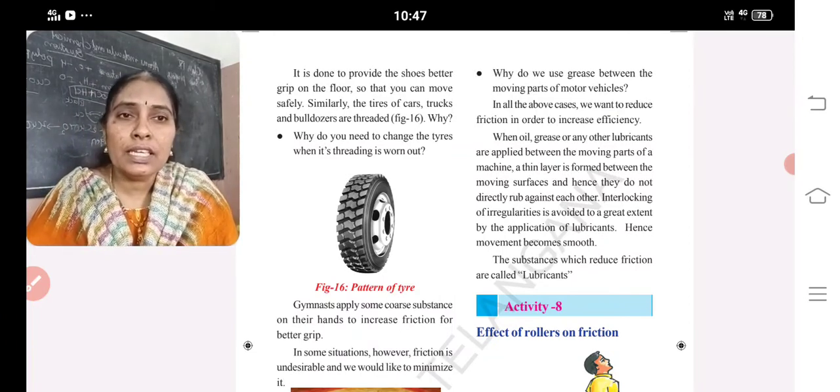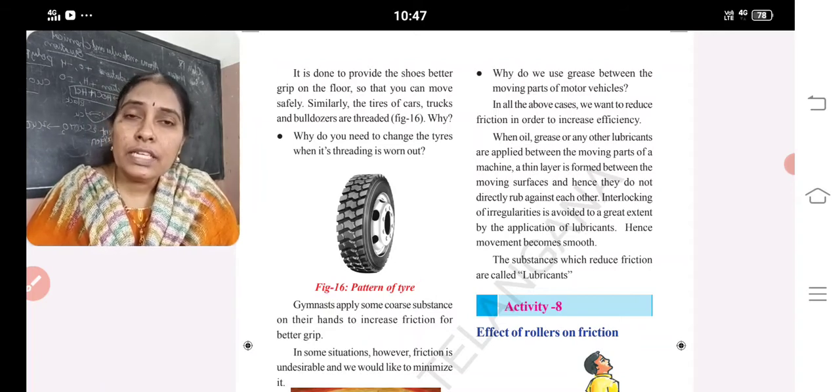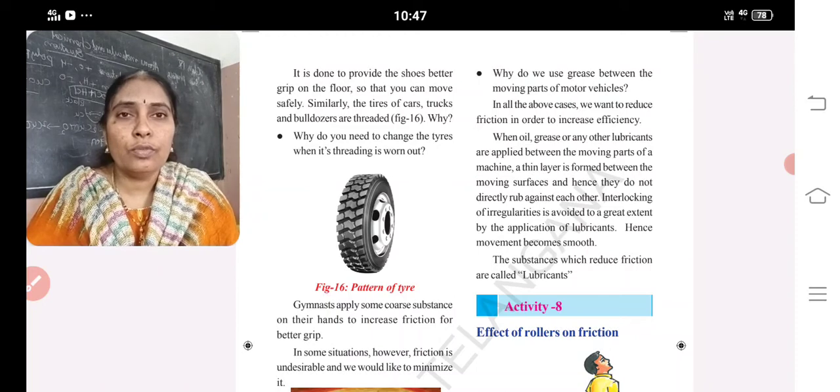And you can see the pattern of the tires. It is a grooved surface. Why do they use a grooved surface, ma'am? Because the grooved surface gives a good grip. To get a good grip, they use a grooved surface on that.